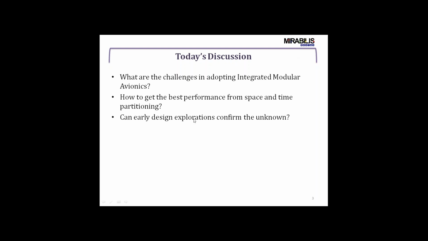And also, I'll be talking about a few concepts from ARINC 653, and also to make sure that the architecture that you'll be selecting is going to give you better performance by performing space and time partitioning itself. So we'll look at some of the examples or demo examples during the course of this webinar itself. And also we'll try to understand whether really early design explorations can confirm the unknown portions of your system architecture components itself. At the early stages of your design cycle, you may not have enough information about your complete system.